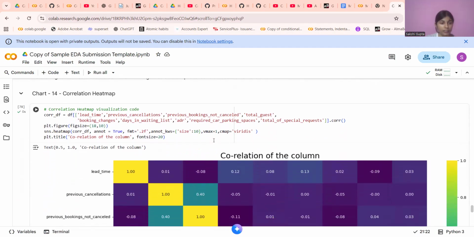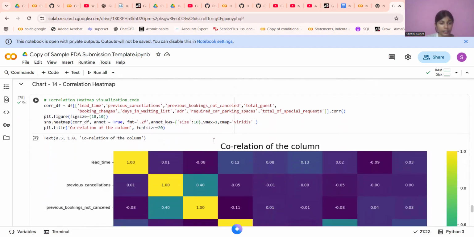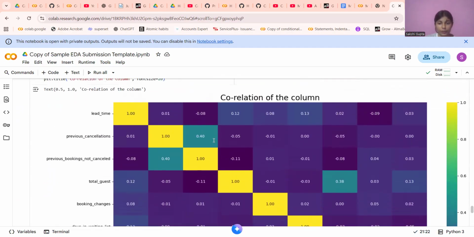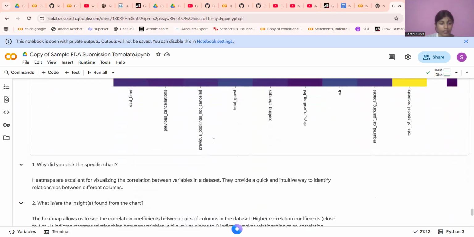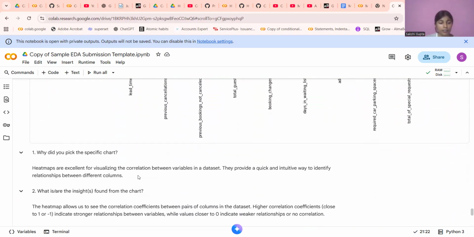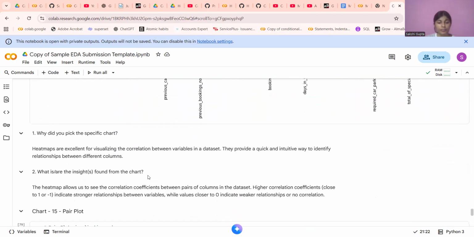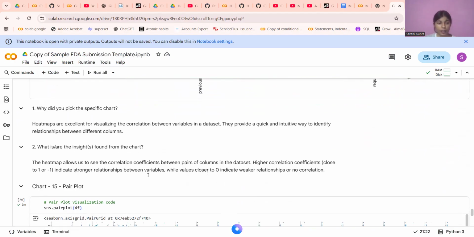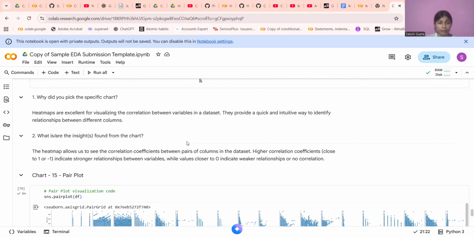Now the 14th chart is the correlation heat map of the correlation of the columns. Here the heat maps are excellent for visualizing the correlation between the variables in a data set. They provide a quick and intuitive way to identify the relationship between the different columns.